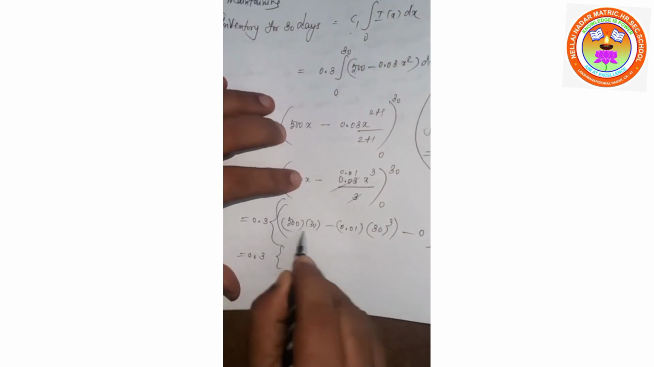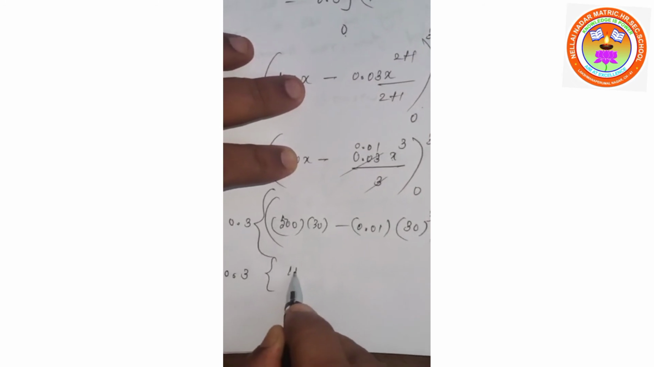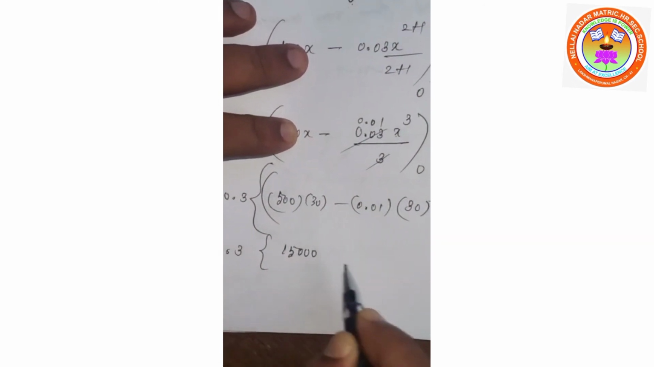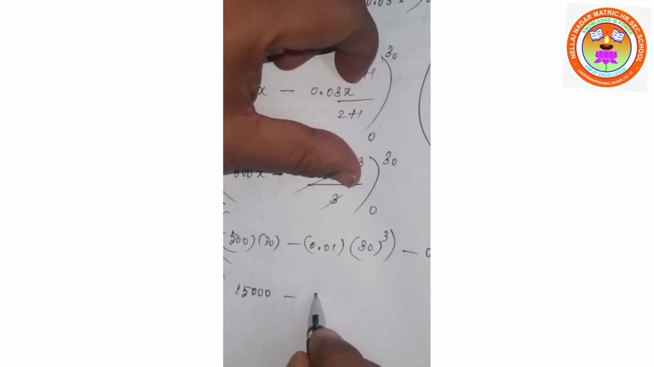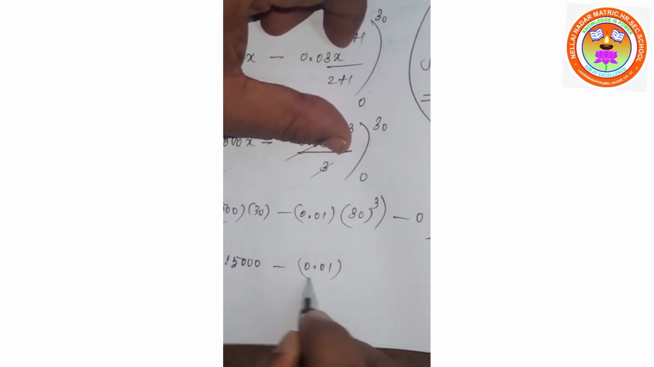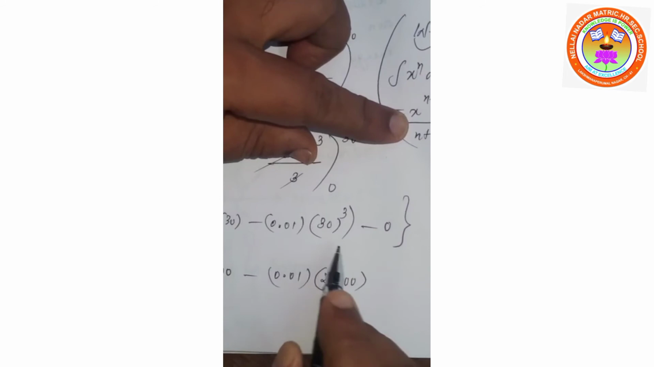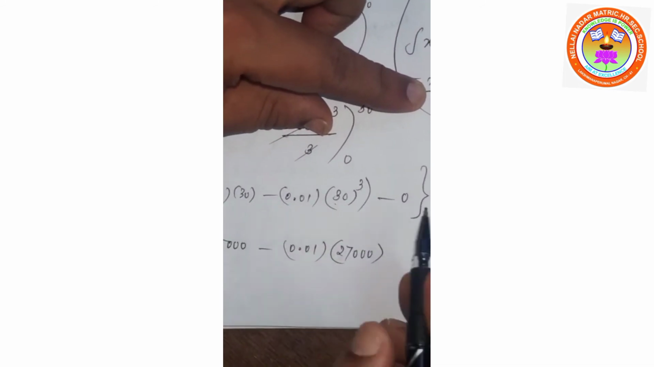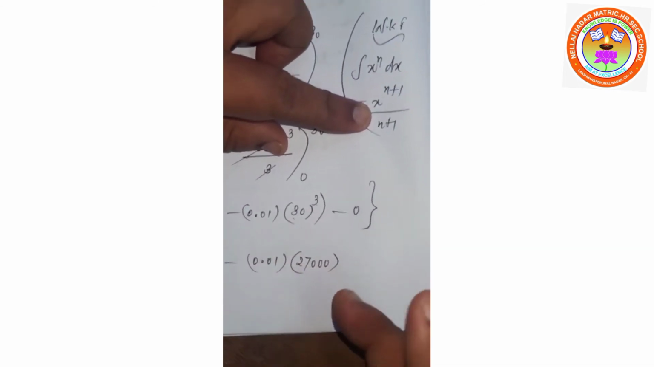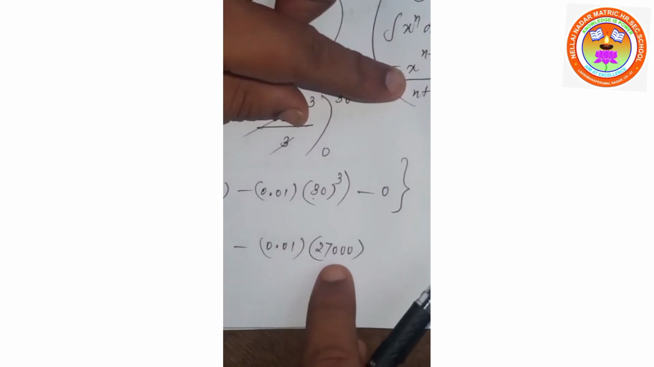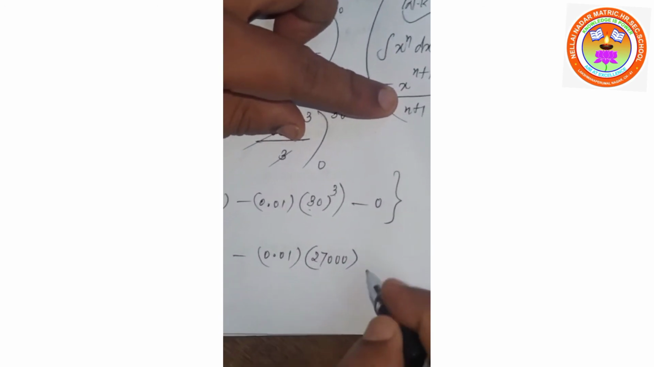That is equal to 0.3 [500 into 30, that is equal to 15,000 minus 0.01 into 30 cube]. 30 cube is 30 into 30 into 30. 30 into 30, that is equal to 900. 900 into 30, that is equal to 27,000.